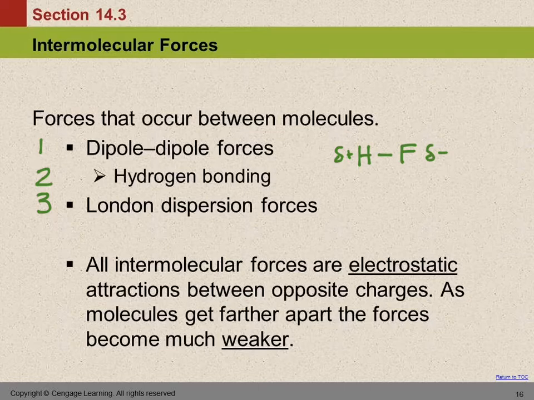As charges get farther apart from each other, they become weaker. I'm just wondering, is there anyone who has not played with magnets at some point in their life? Anybody? Magnets are fascinating, aren't they?